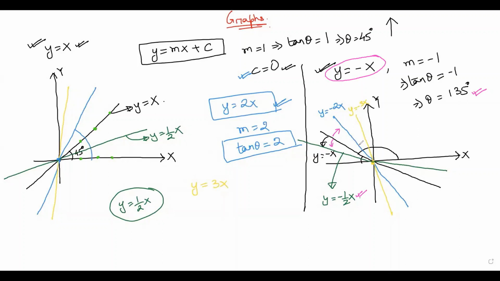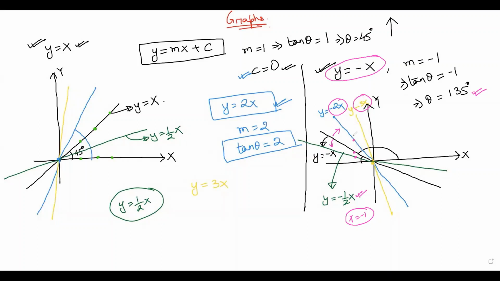Or what we can do is we can simply put some random points and we can check the value of y. For example, at x equal to minus 1, the line y equal to minus 1 by 2x will give us the value of y to be 1 by 2, say somewhere here. But y equal to minus x will give us the value of y to be 1, that is above this 1 by 2, let's say somewhere here. In a similar way, y equal to minus 2x or y equal to minus 3x will give us the value of y to be plus 2 and plus 3 at x equal to minus 1.